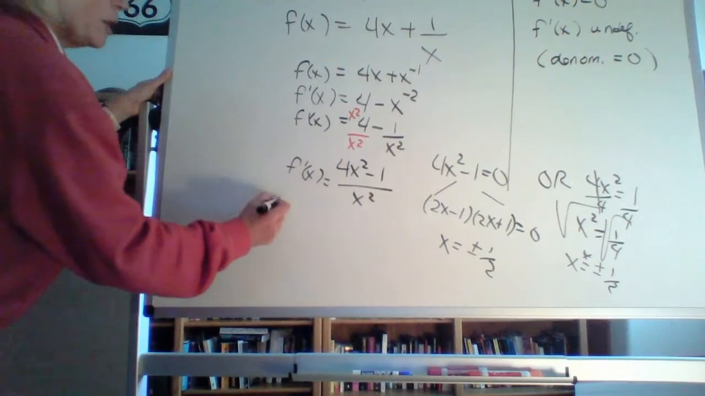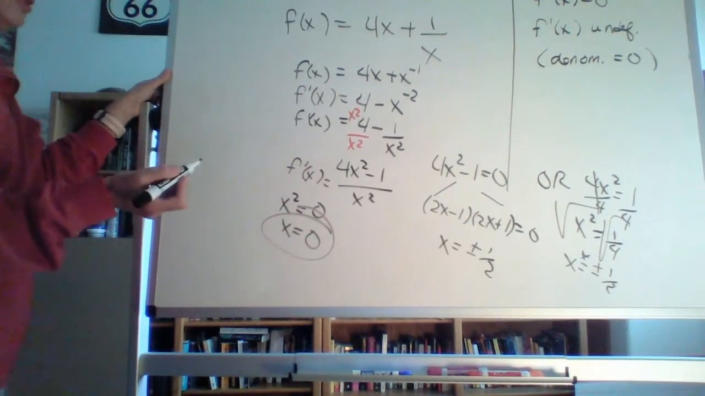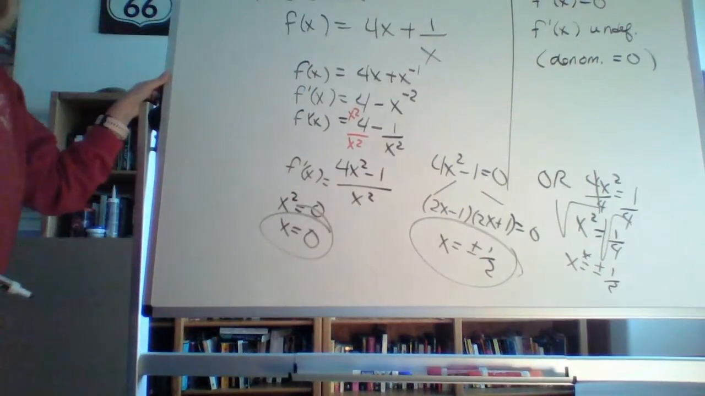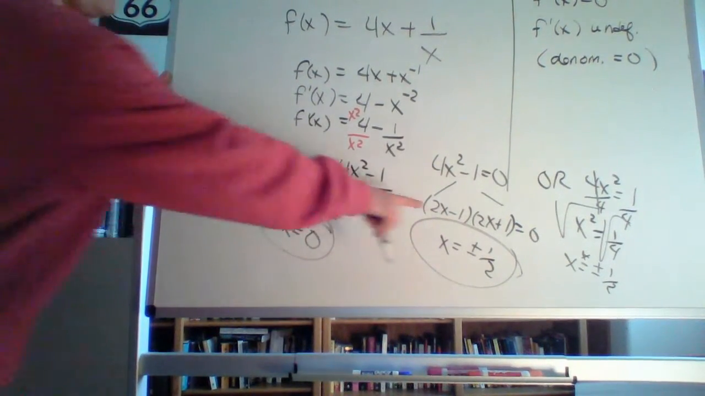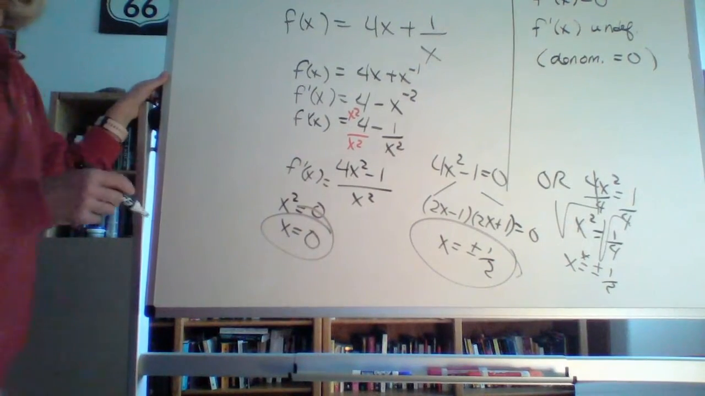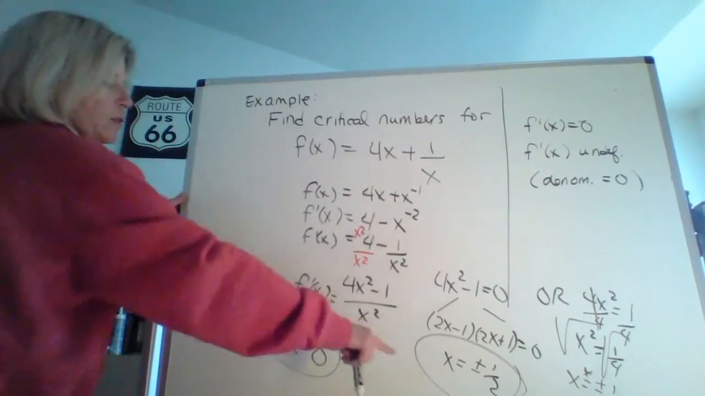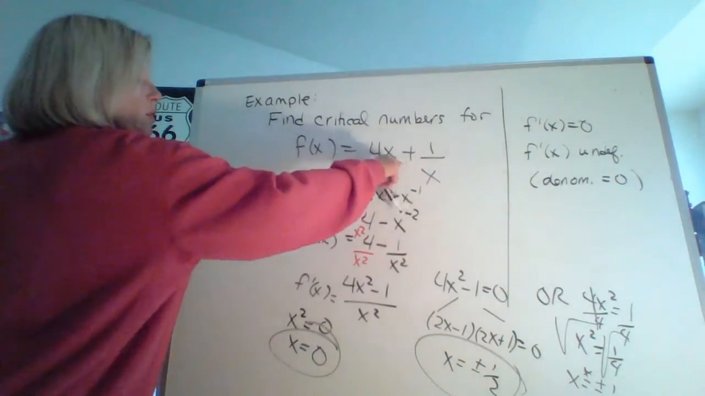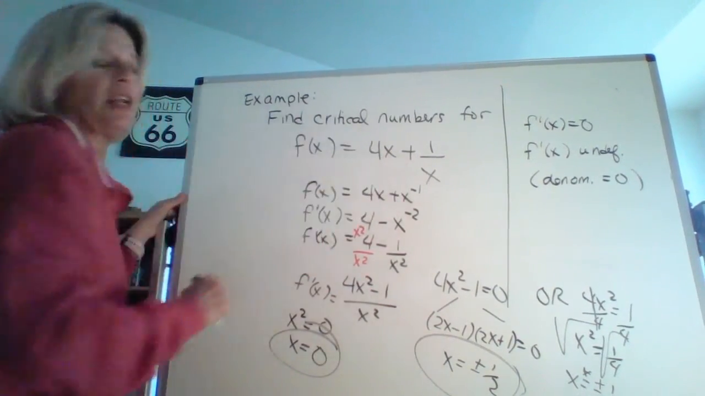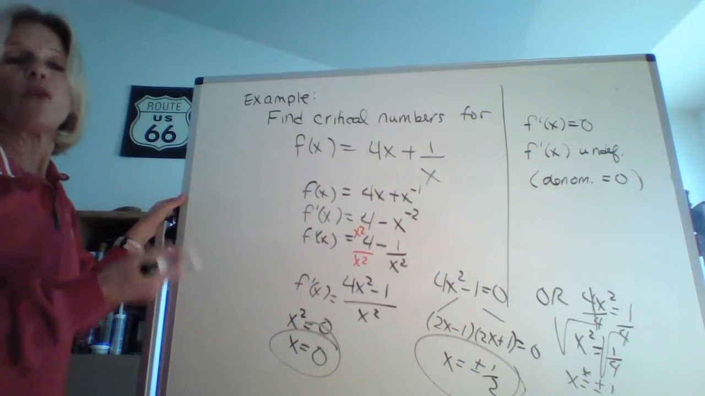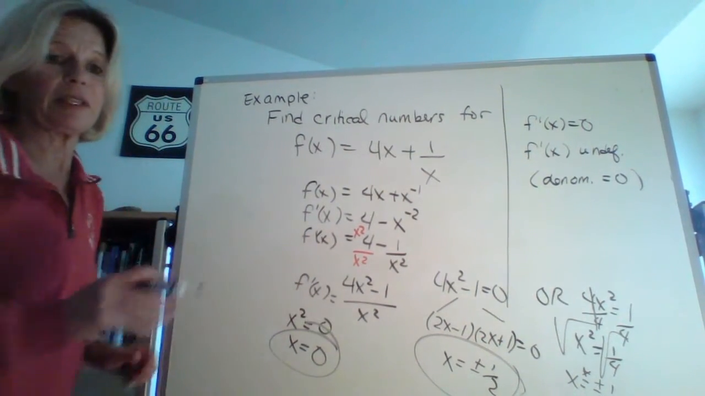My other potential critical number comes from x squared equals 0. And that's going to be true when x equals 0. So these are my three critical numbers: x equals 0, x equals positive and negative 1/2. If I wanted the actual points where those occurred, then I would have to substitute in those three values. 0 is going to give us undefined, and I could substitute in 1/2 and negative 1/2 to get the y values. For now, we're just going to look at the critical numbers, the x values, and that would be those three numbers.